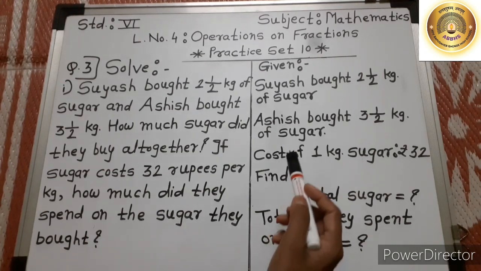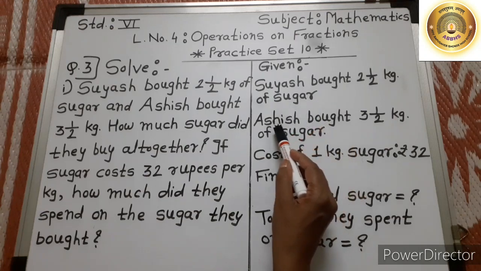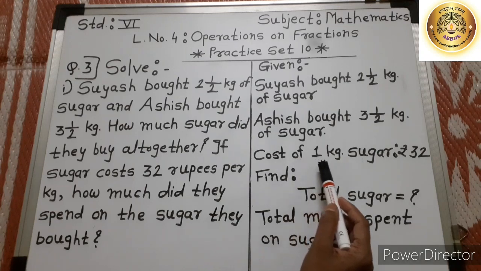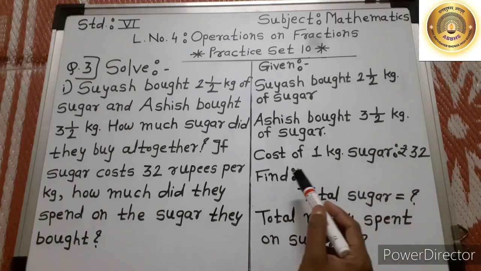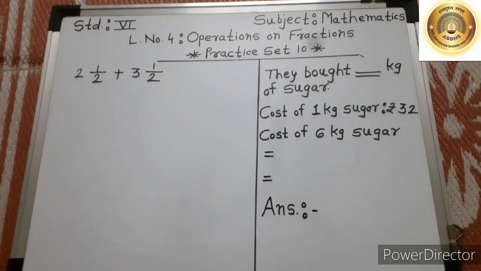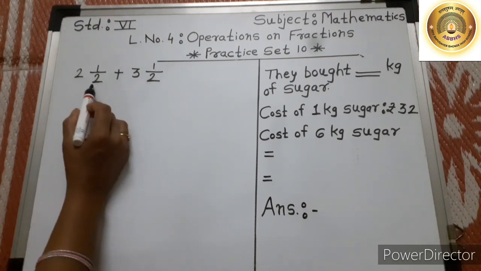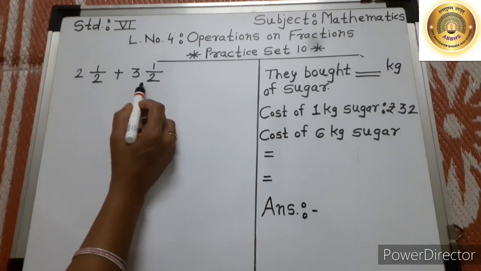Now, what is given? Suyash bought 2.5 kg of sugar. Ashish bought 3.5 kg of sugar. Cost of 1 kg sugar is rupees 32. Now, what to find out? Total sugar and total money spent on sugar. 2.5 kg plus 3.5 kg. This is the sugar bought by Suyash and 3.5 kg bought by Ashish.